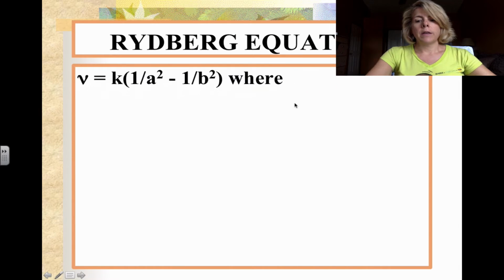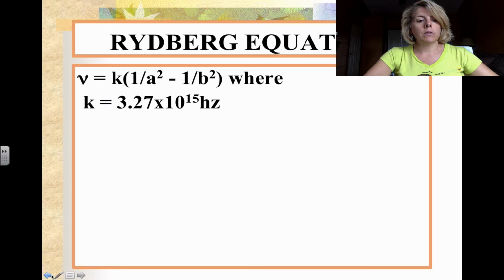Okay, now we have some equations that we need to worry about. This is the next series of equations here. This is the Rydberg equation. So there was a man by the name of Rydberg, and he came up with this: nu, so this is frequency, equals some constant times 1 over a squared minus 1 over b squared. Well, what is a and b?